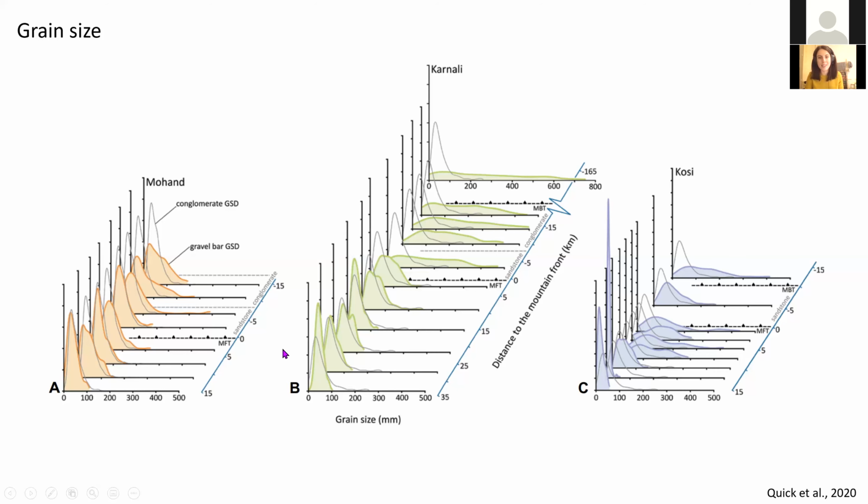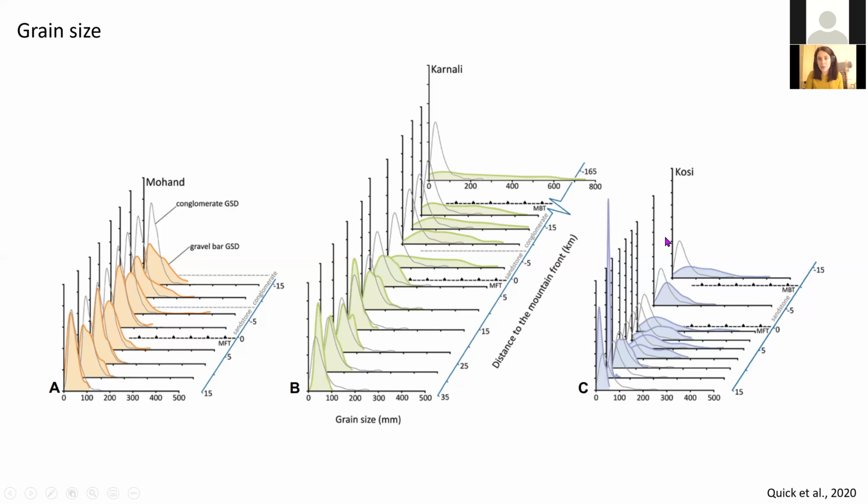In the Canali, above the MBT, where there's no recycling happening, we're seeing a very wide grain size distribution. As we move past the MBT through the Siwalik Hills, we're beginning to see a slight narrowing in the grain size distribution. And when we go past the main frontal thrust, which represents the front of the mountain range, the grain size distribution of the gravel bars begins to converge onto that of the Upper Siwalik conglomerate.